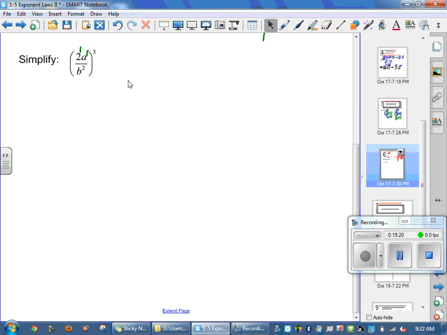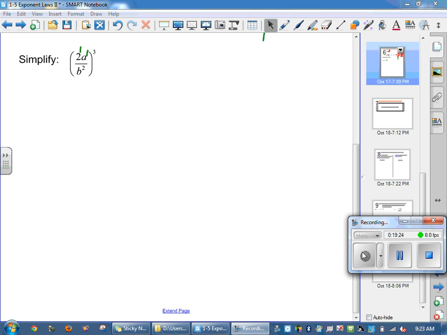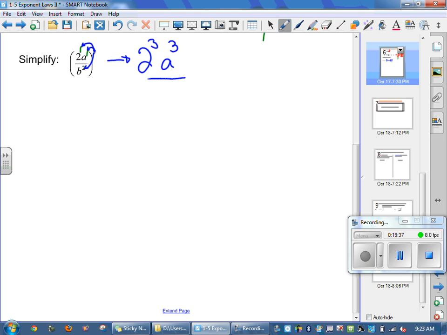Okay, let's see how far you got. We're going to multiply that 3 on the outside to all the exponents inside, and that's going to give me 2 cubed times a cubed all over b exponent 6. Now there's only one thing that can make that go smaller. What else can I solve in there? Dana? 2 cubed.